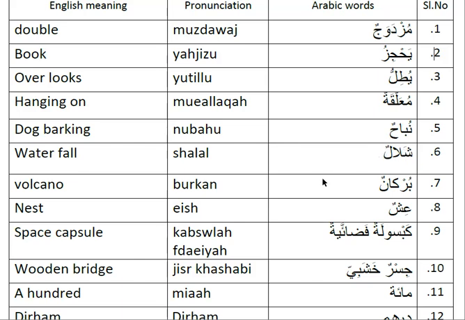Shalal, shalalatun, or shalal means waterfall. Next is burkan. Burkanun means volcano. There will be a hotel in the shape of a volcano.